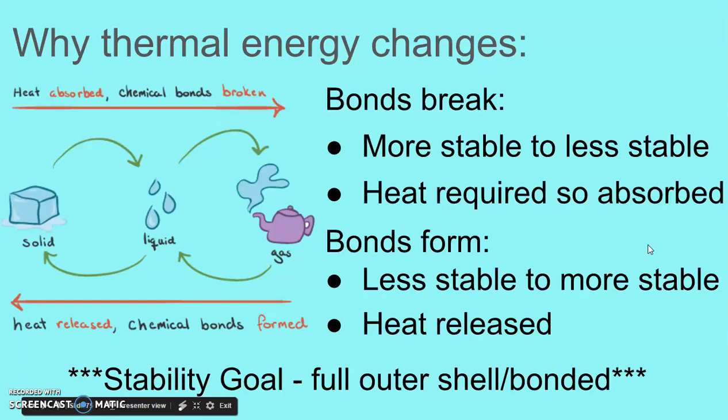The stability goal, full outer shell. Remember, everything wants to have a full 8 electrons, except for helium wants 2. But everything wants to have full 8 electrons in its valence shell. And that is the goal. So things will react, whether it's releasing energy, gaining energy, whatever they need to do to get there.